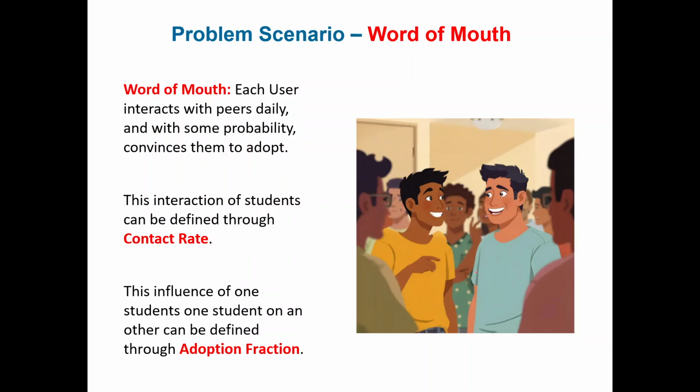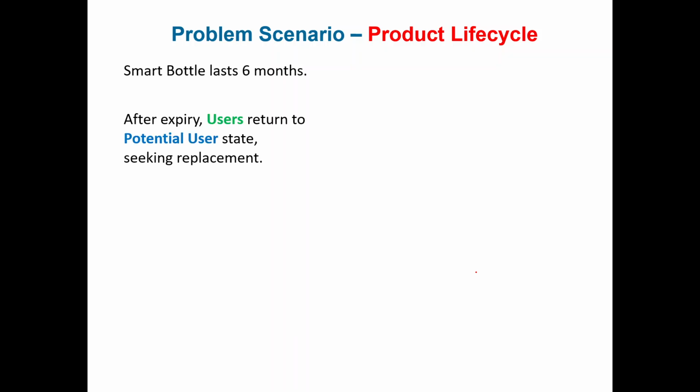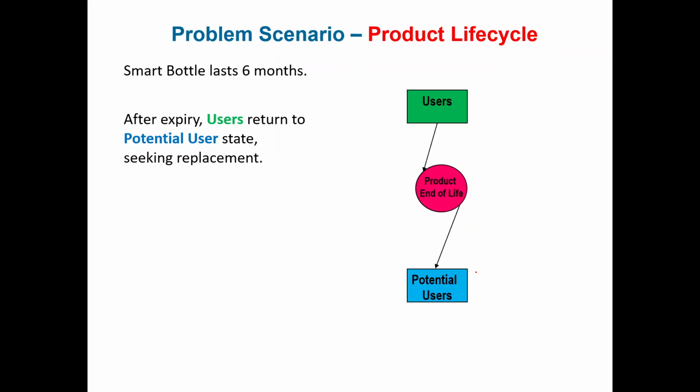Now let's also consider another aspect of this product, and that is the product life cycle. Let's say the product has a life of 6 months. So after expiry, after 6 months, the users who are using this product will again go back to a potential user state, and in that state they would be seeking replacements. Again, graphically, users, when the product life ends, will become potential users.